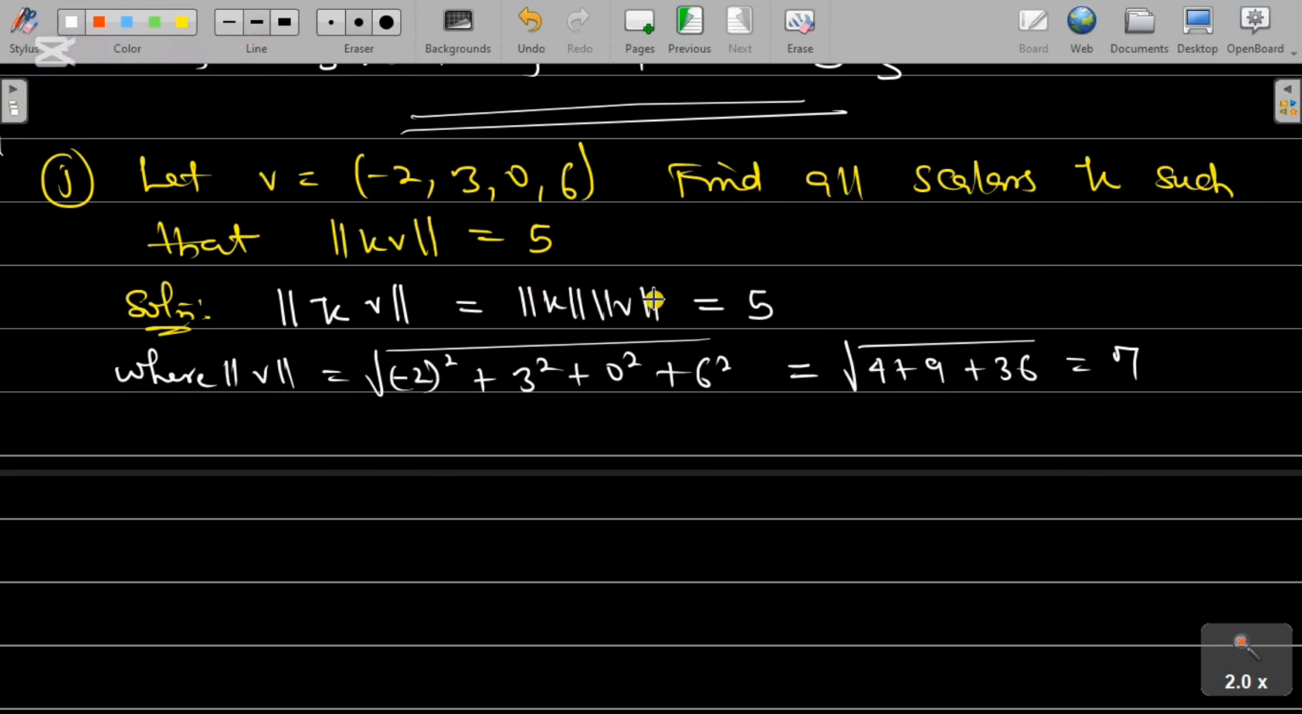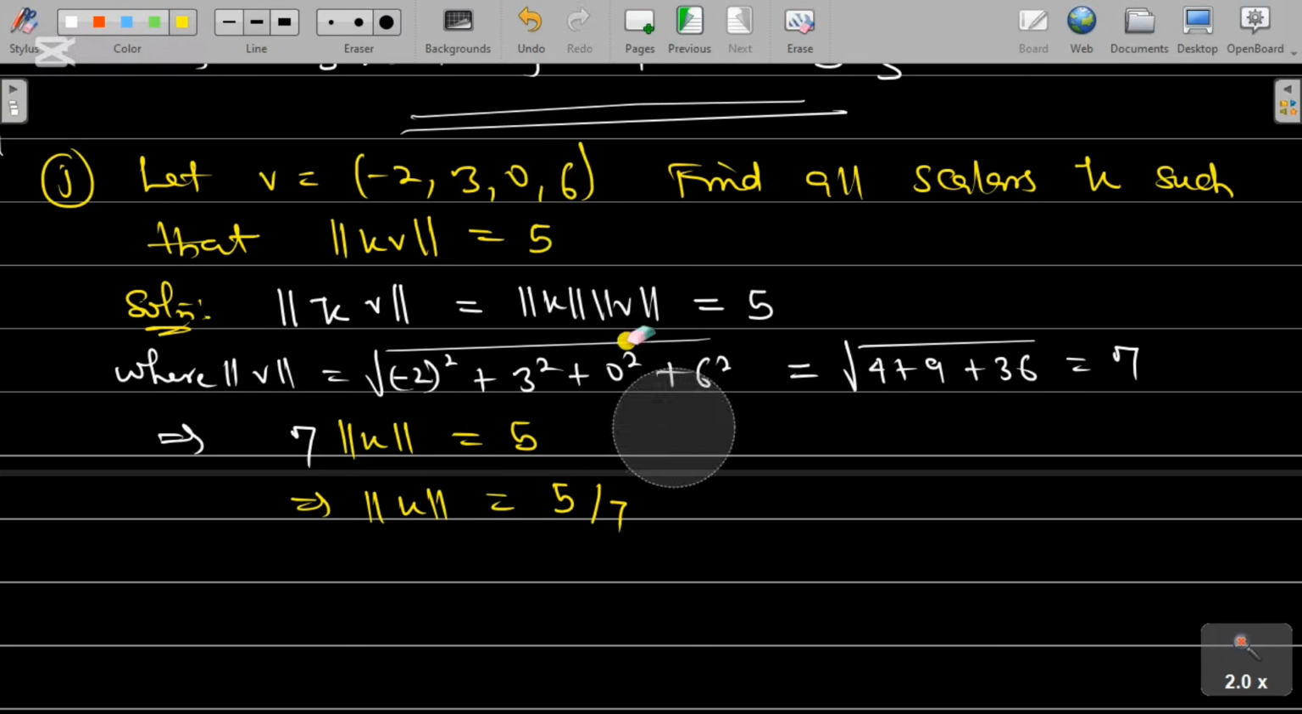So the implication is that if you substitute here, you are going to get k times 7, of course. This is now 7, so it will multiply the magnitude of k, and that's equal to 5. Therefore, the magnitude of k is equal to 5 over 7. Now, since it is magnitude, remember magnitude is the same thing as absolute value, you know I told you that. So you can write this as the absolute value of k is equal to 5 over 7.